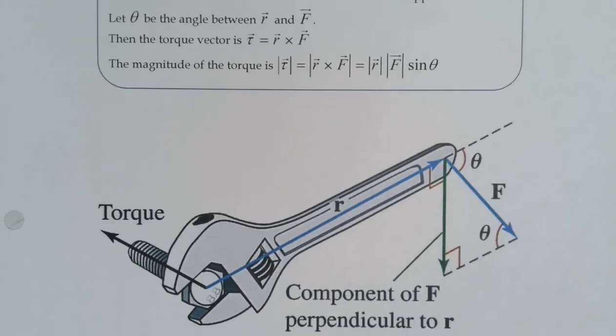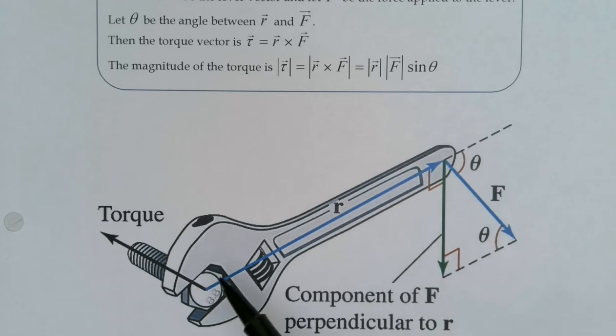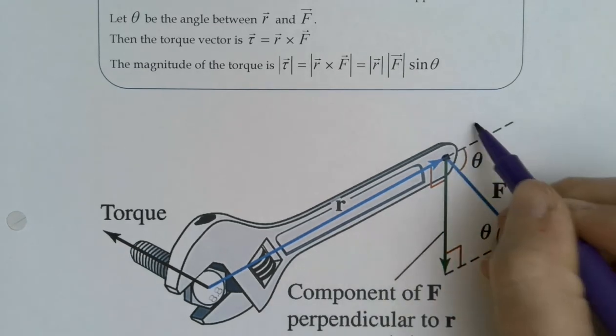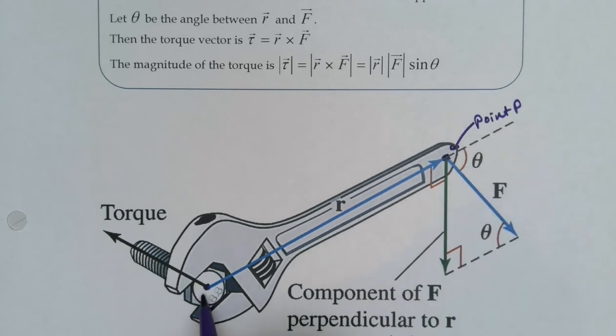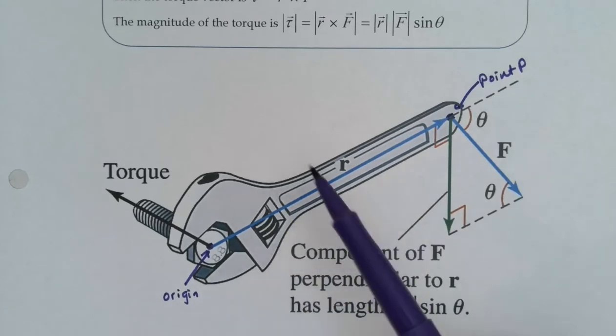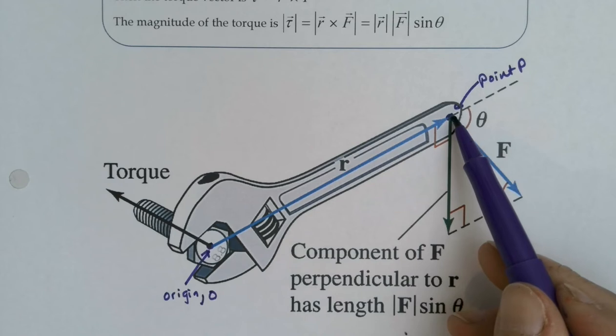So let me see if I can show you all of that. So r is from the origin right here to the vector P, so at point P. Over here, there's point P. Over here, there's the origin. Right? Okay, so the radius goes from the origin, O, to the point P, where you're applying the force.